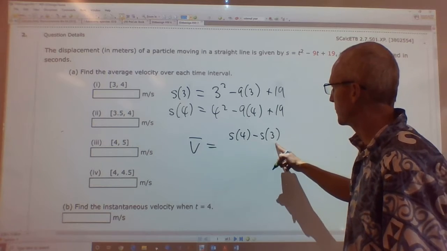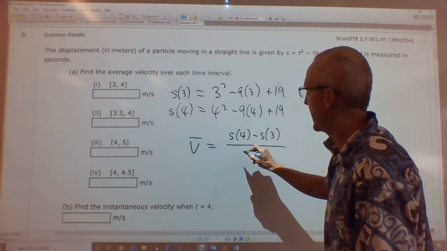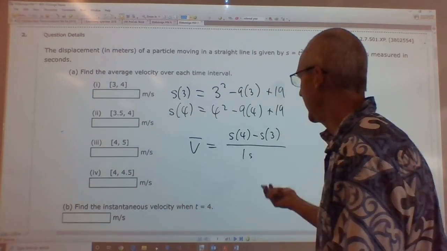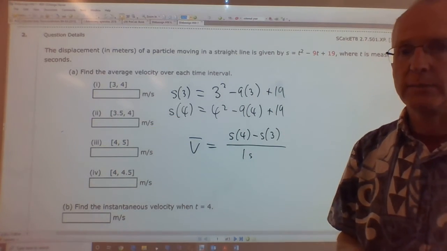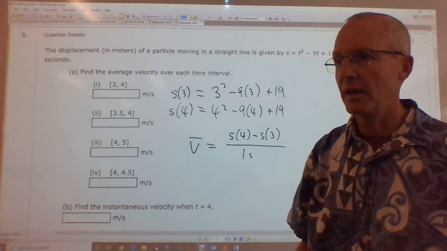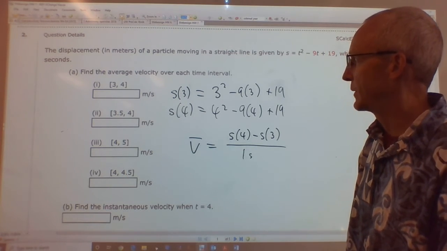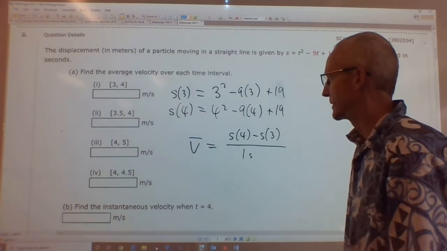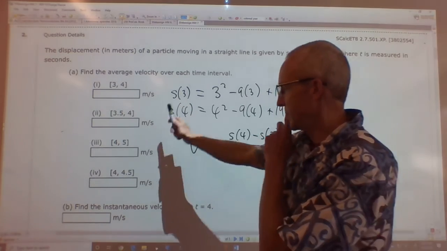So how far did it go? It went that far, divided by the time, which is 1 second here, because 4 minus 3 is 1. And that's its average velocity, the distance divided by time. Now, the velocity might have been changing, but on the average between that time, it went from wherever it was at 3 to wherever it was at 4, and it did that in 1 second. So you do the same thing for those.